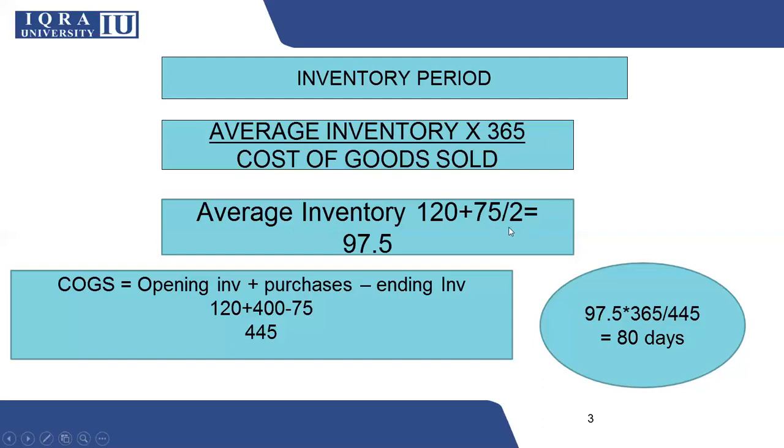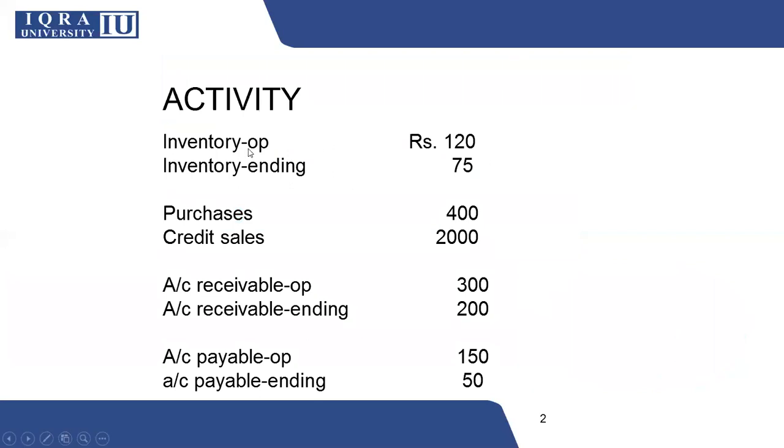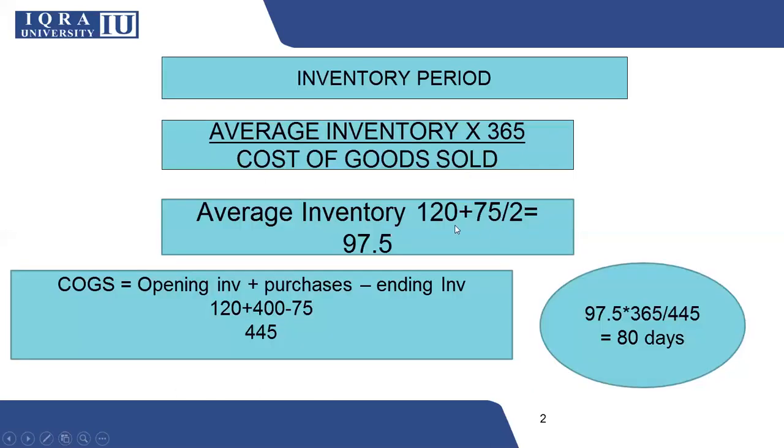So average inventory we can easily calculate with the help of the information. In this you can see that opening is given as 120, ending is given as 75. We will add these two and divide by 2. So average inventory in our question is 97.5.